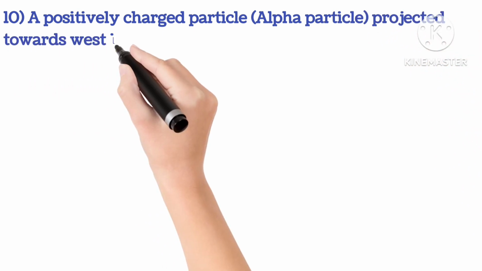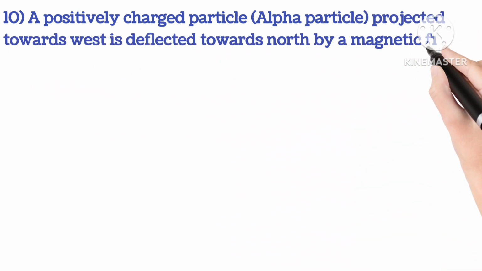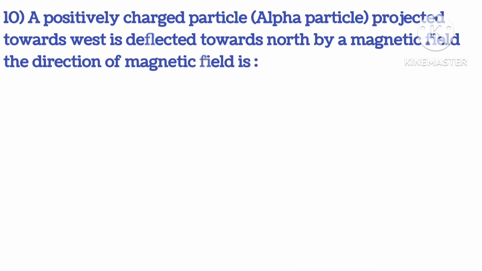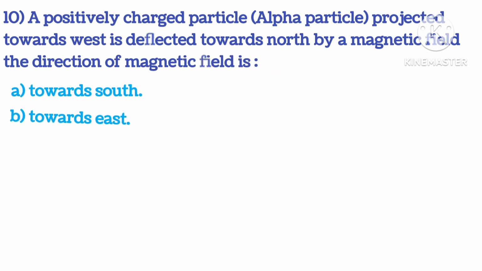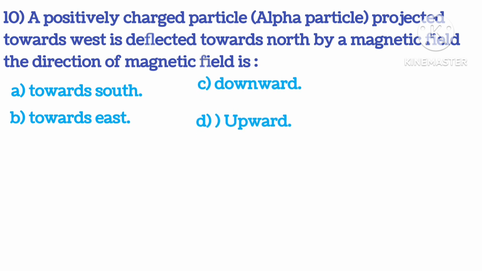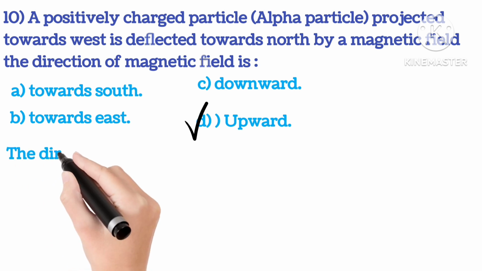A positively charged alpha particle projected towards the west is deflected towards the north by a magnetic field. The direction of the magnetic field is: A, towards south. B, towards east. C, downwards. D, upwards. The correct answer is D, upwards.